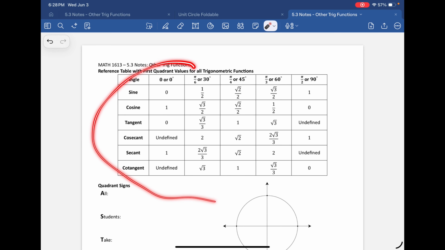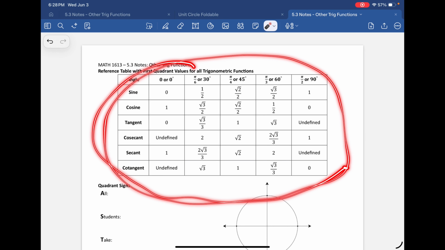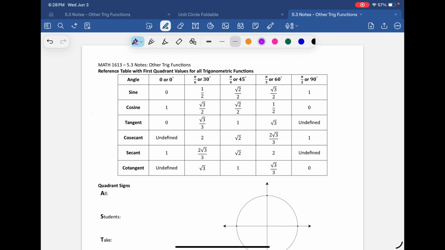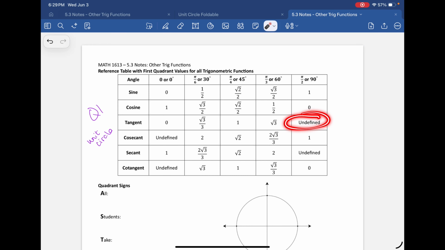All right, this is a really good reference table for quadrant 1 angles. These are all quadrant 1 for unit circle. All right, it's got sine, cosine, tangent, cosecant, secant, cotangent for your 0, 30, 45, 60, and 90. So 0, pi over 6, pi over 4, pi over 3, pi over 2. So wherever you see these undefineds, that meant the denominator was a 0.